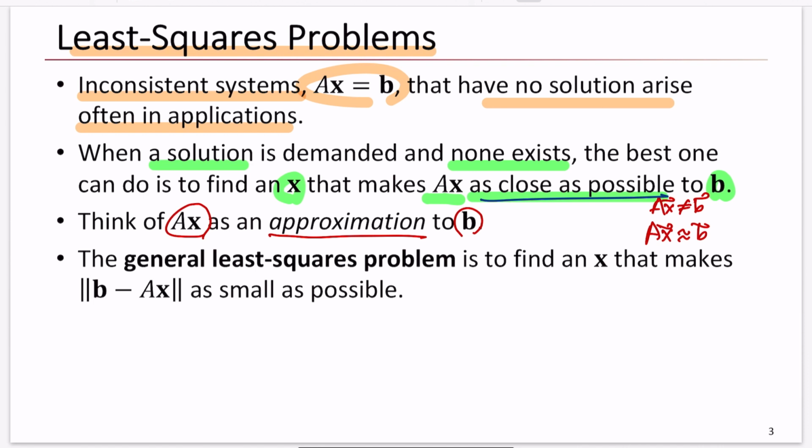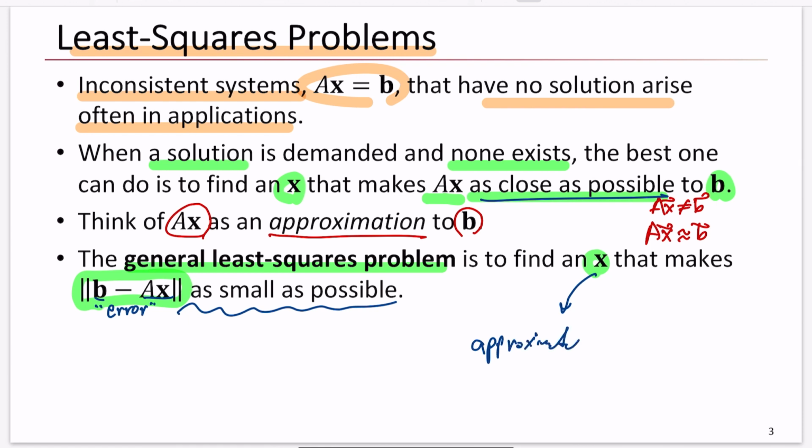So in this case, the general least square problem is to find x that makes b minus Ax, the approximation error between b and Ax, as small as possible. Which means x is an approximate solution for Ax equals b. So why do you have to know that?